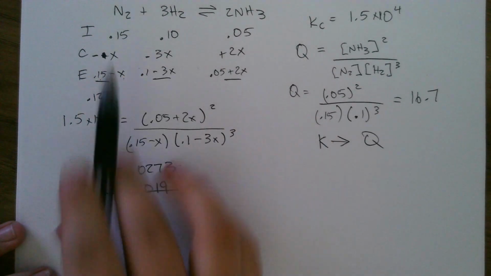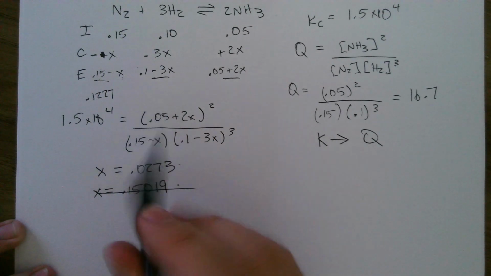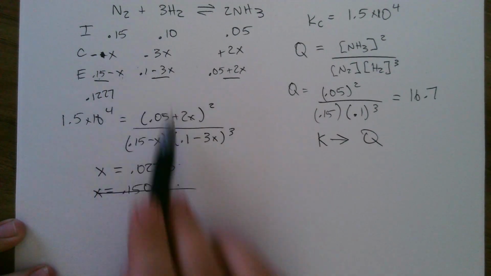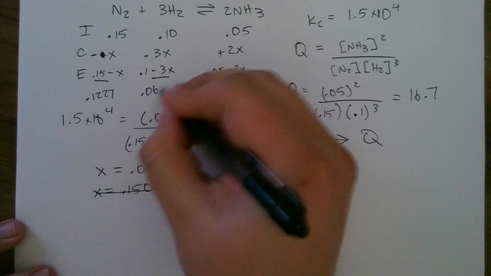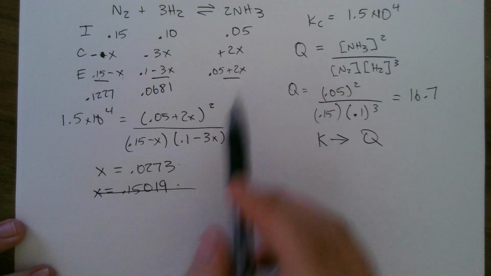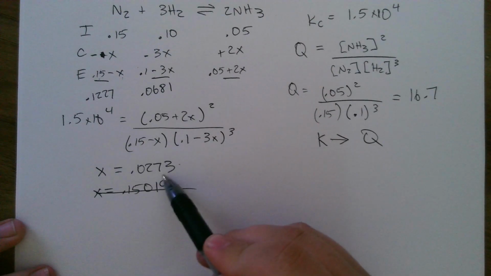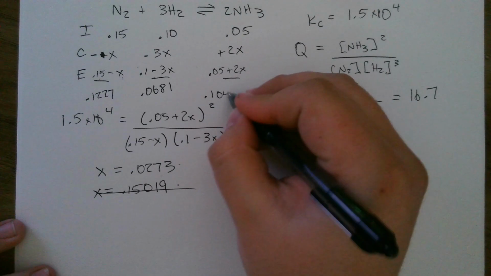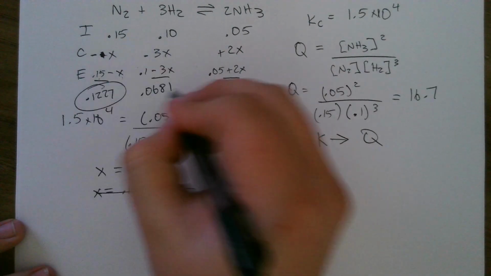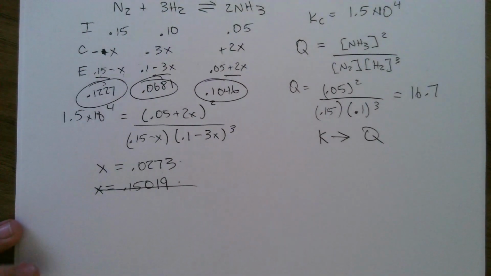And I get 0.1227 for nitrogen. For hydrogen, I have to do it 0.1 minus 3 times this. So I get 0.0681. 0.05 plus 2x equals like 0.1046. Those are my three answers.